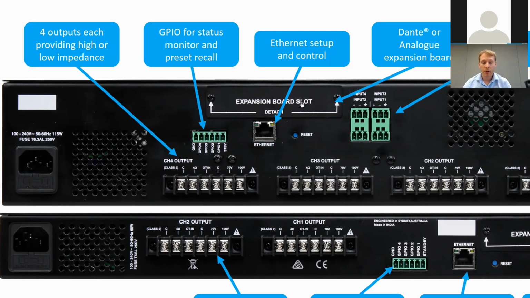There is the expansion slot. So that is where you put the analog 4 or the Dante module. And again, we will show you that in greater detail later, how you install the expansion boards.